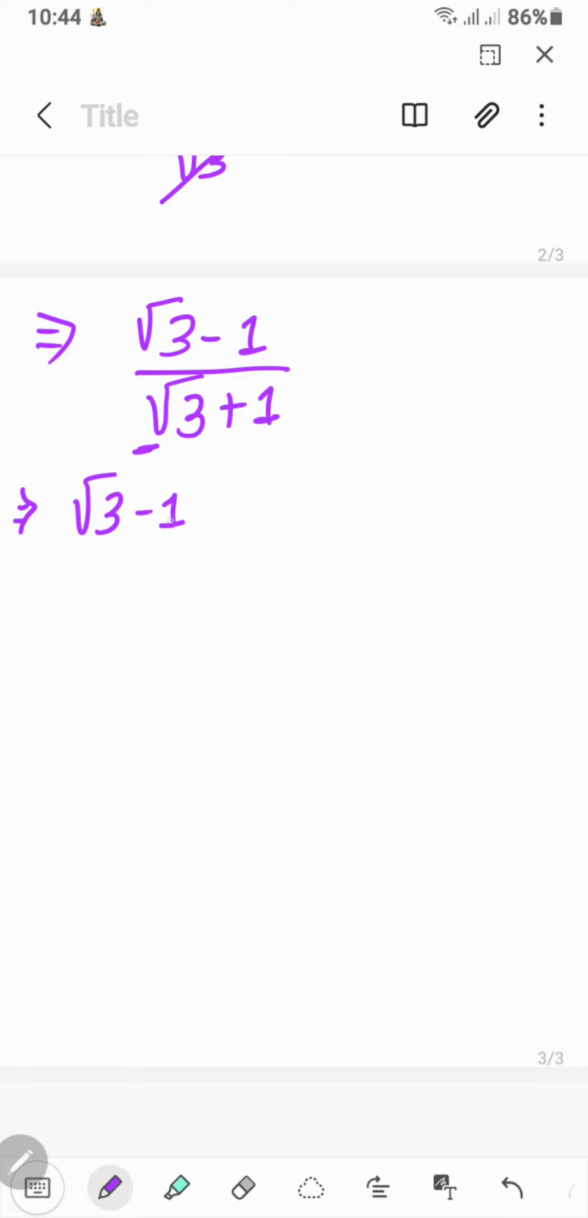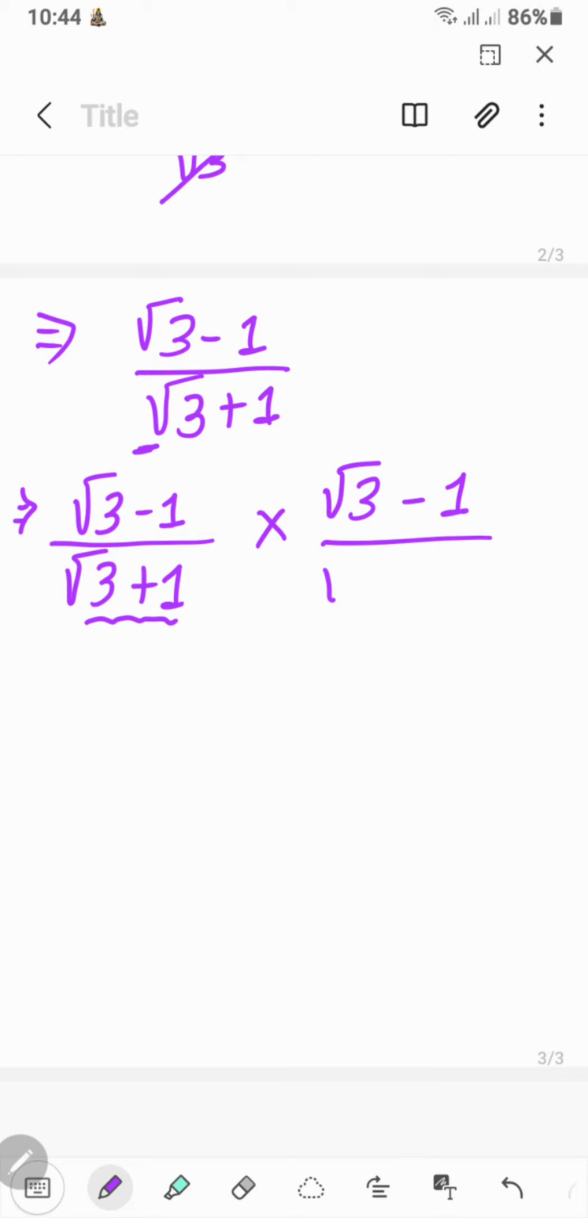So root 3 minus 1 by root 3 plus 1. To rationalize, we will multiply by the same number that is in the denominator, but we'll change the sign. So root 3 minus 1 upon root 3 minus 1. This is the rationalization step. I have done nothing. Simply I have changed the sign of the denominator, the opposite of the denominator, and then multiplied by it. Or you can say the same as the numerator. But if there is plus in the numerator, then obviously we will not do the same as the numerator. We will follow the opposite of the denominator. I hope you are clear.